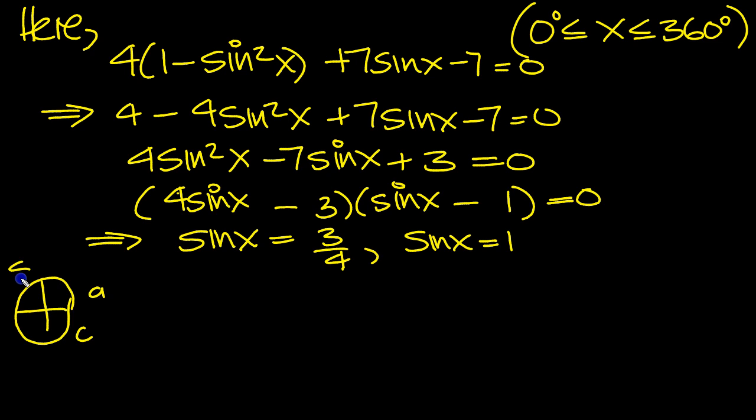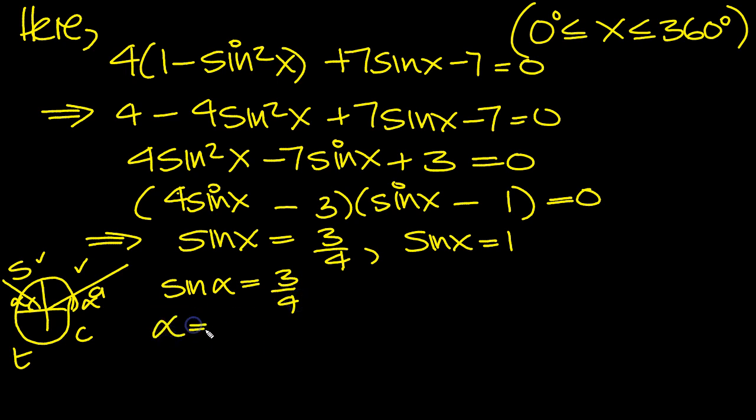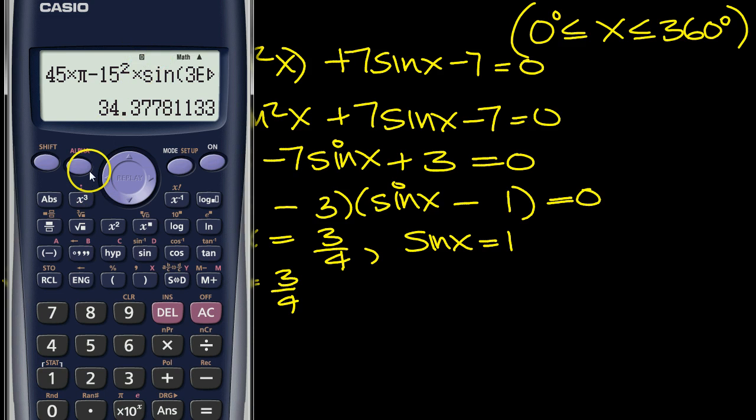Let's draw our circle, right, CAST. Sine is positive here and here. Draw two lines and mark off the alpha, the associated acute angle. And write sine alpha and drop any negative from the 3/4, if there is one to drop. Shift sine 3/4 then in degrees mode, which we're in. Shift sine of 0.75, 3/4.